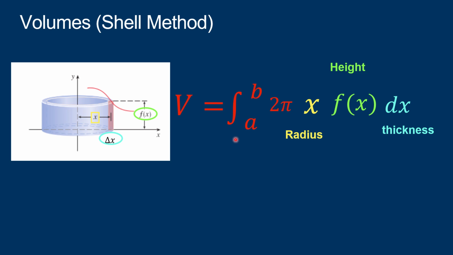What is the big difference between shell and washer? We're going to use a vertical rectangle that is parallel to the axis of revolution. That's the huge difference between the shell and washer methods.